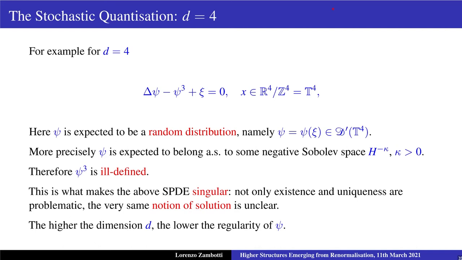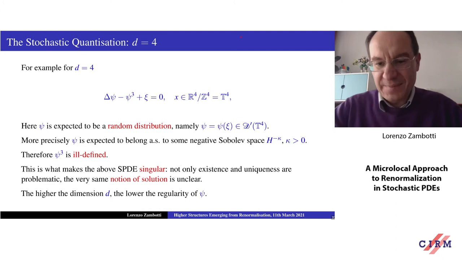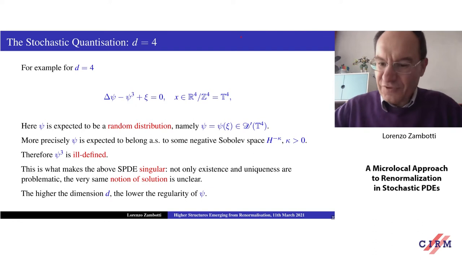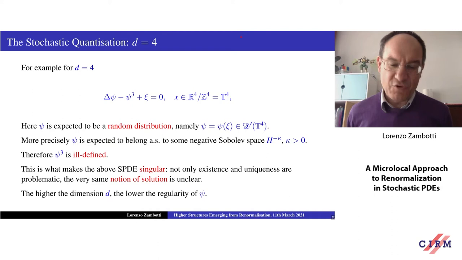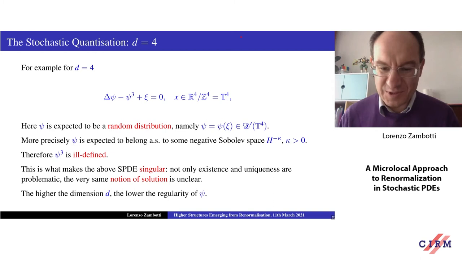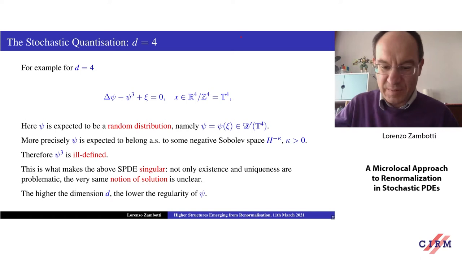For example, for d equal 4, you just do this in R^4 or in the torus of dimension 4. This corresponds in the parabolic case to the space dimension equal to 2, because then the time dimension counts double. And so, in this case, psi, the solution, or better the renormalized solution, is expected to be a random distribution with values in probably at least a negative Sobolev space, but with a very small exponent. Therefore, we know that the cube of psi is ill-defined, and this is what makes this equation singular. So the very notion of solution is unclear. And the higher the dimension d, the lower the regularity of psi, and therefore the worse the problem. I suppose that you know this.